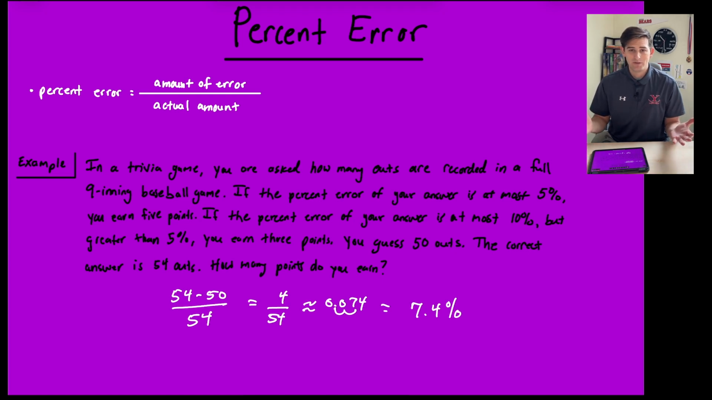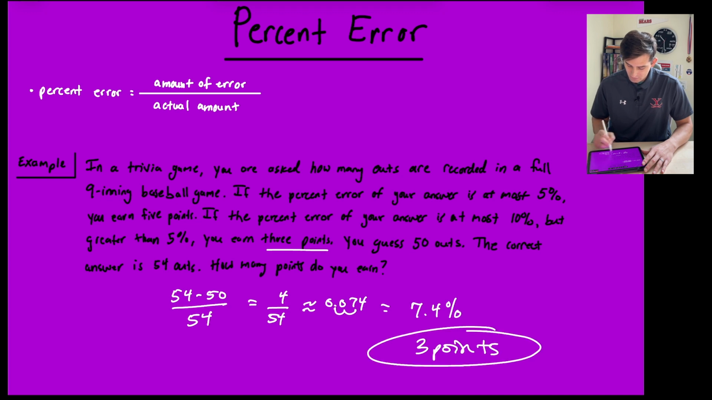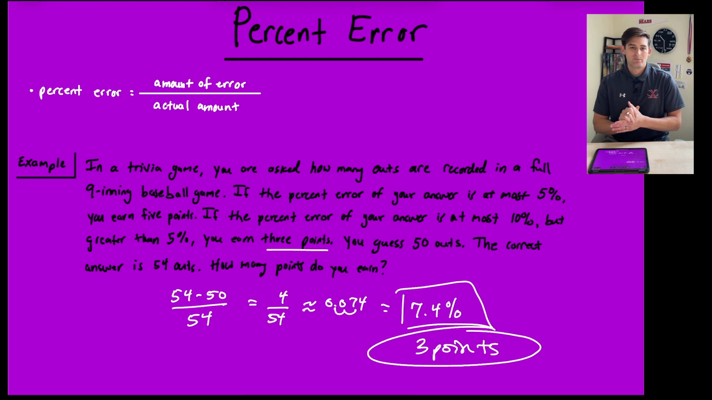Now it says if our percent error is at most 5%, we earn 5 points. So are we going to earn 5 points with our guess of 50 outs? No, sadly we are not. However, our percent error is between 10 and 5, right? So we will earn actually 3 points with this guess. Okay, so 3 points. Our percent error was 7.4%, and that is how you can use percent error.